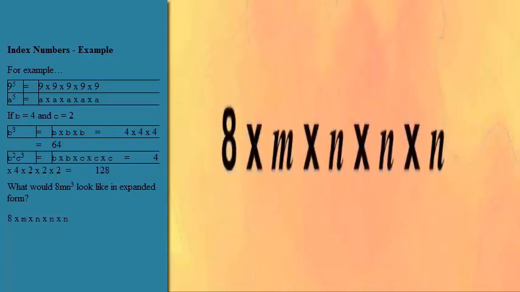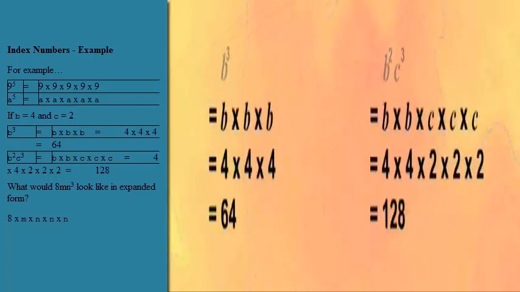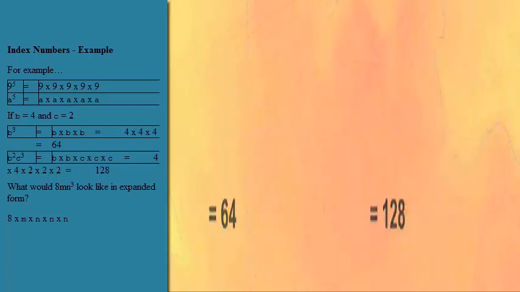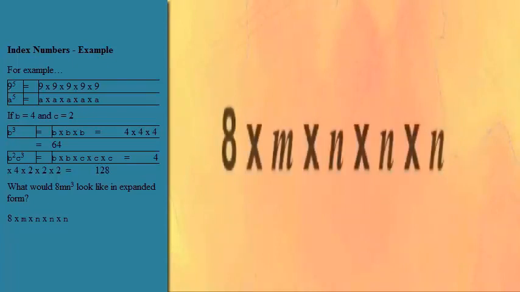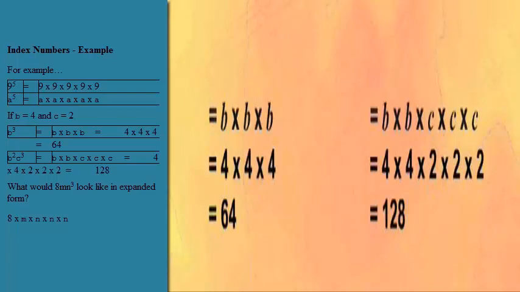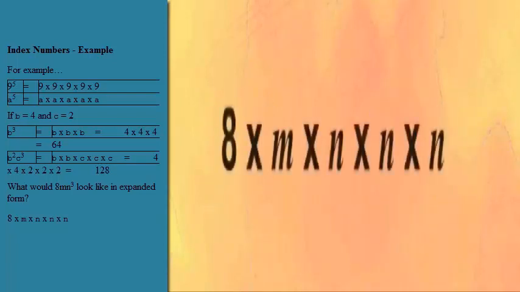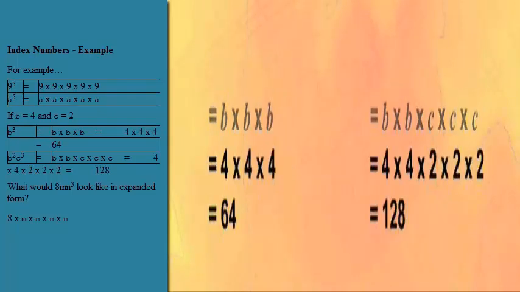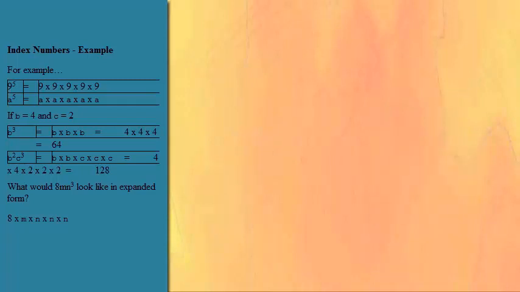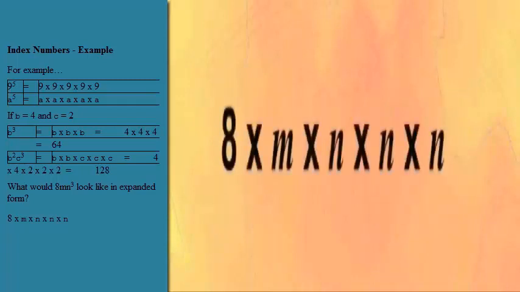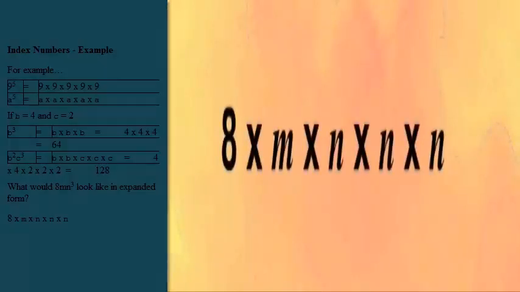If B equals 4 and C equals 2, B cubed equals B times B times B equals 4 times 4 times 4 equals 64. B squared C cubed equals B times B times C times C times C equals 4 times 4 times 2 times 2 times 2 equals 128. What would 8mn cubed look like in expanded form? 8 times m times n times n times n.